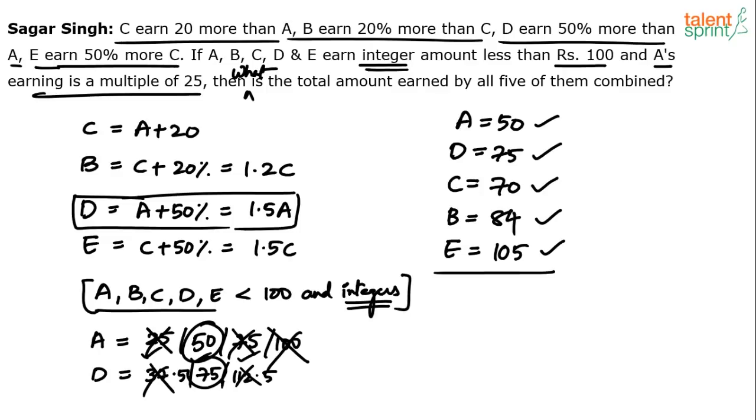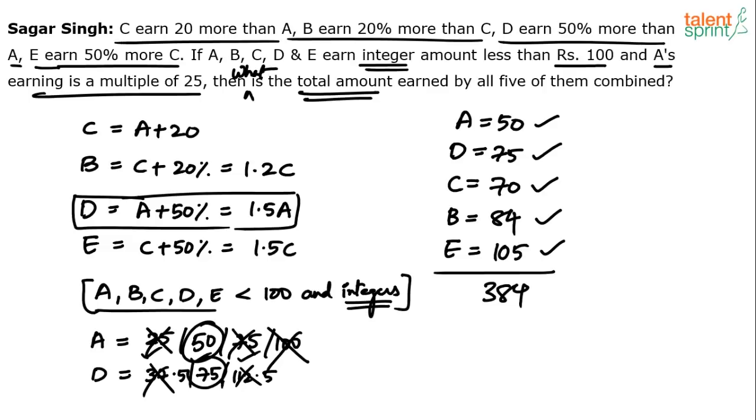He's asking us to find out the total amount earned by all 5 of them combined. So add now. Add all the values. So 50 and 75, 125, 125 and 70 is 195, 195 and 105 will be 300, 384 is 384. 384 is the answer.